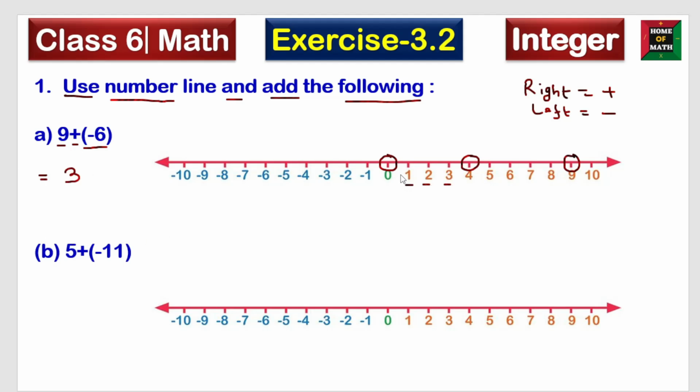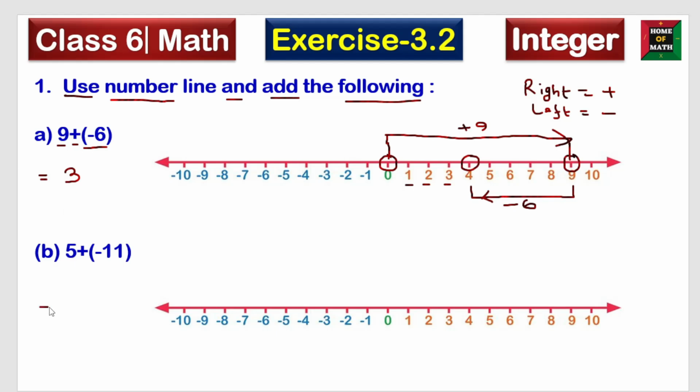So this one, how can we draw? First, this is 0 and this is 9. Here is plus 9. Okay, and this is 9 and here is 1 2 3 4 5 6 up to here. This is minus 6. Okay, and this is our answer, which is 1 2 3.